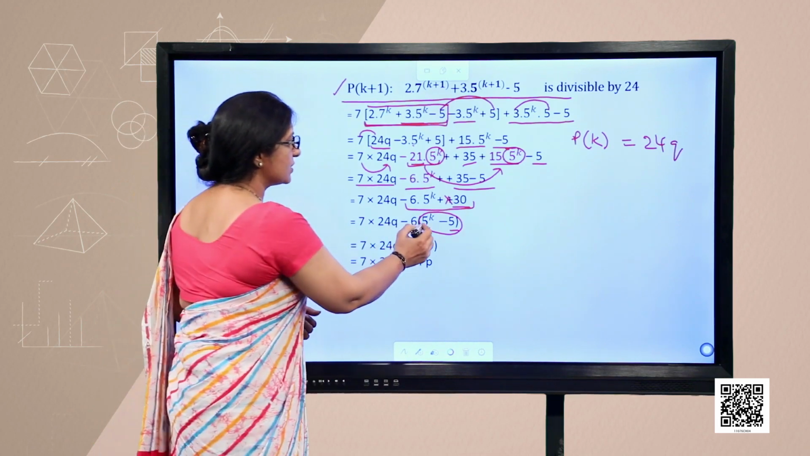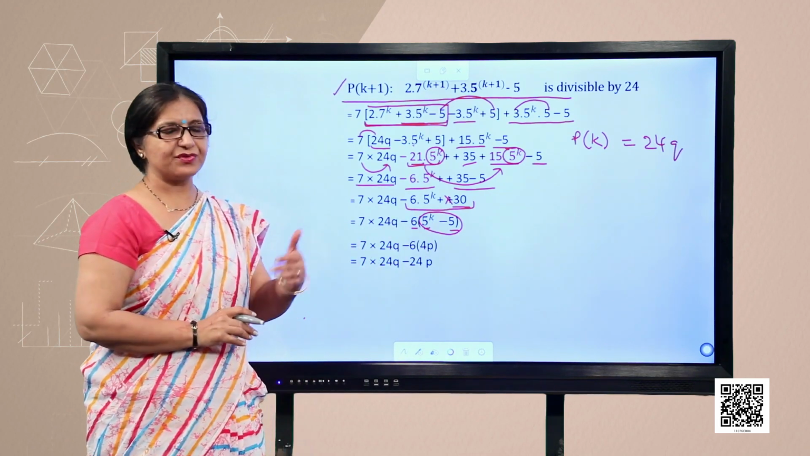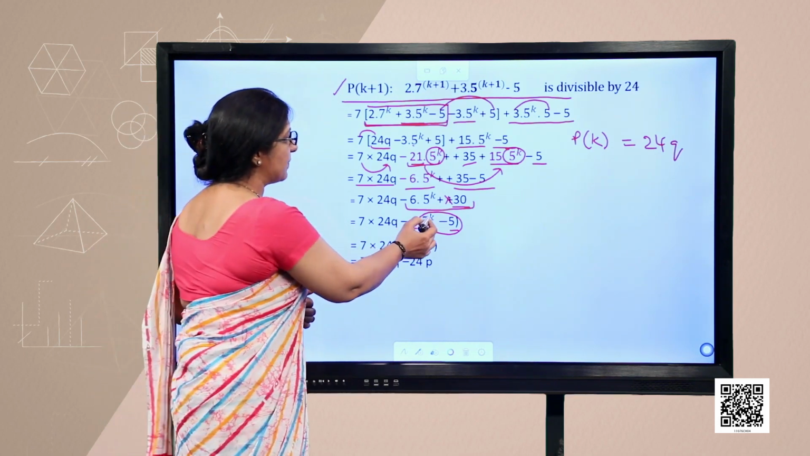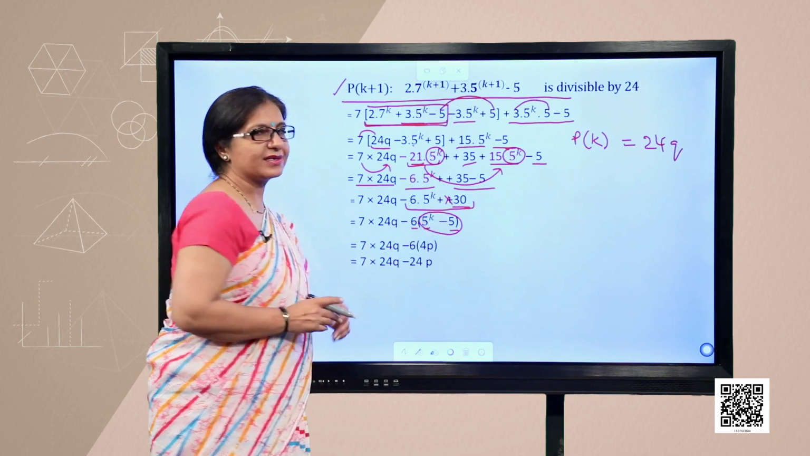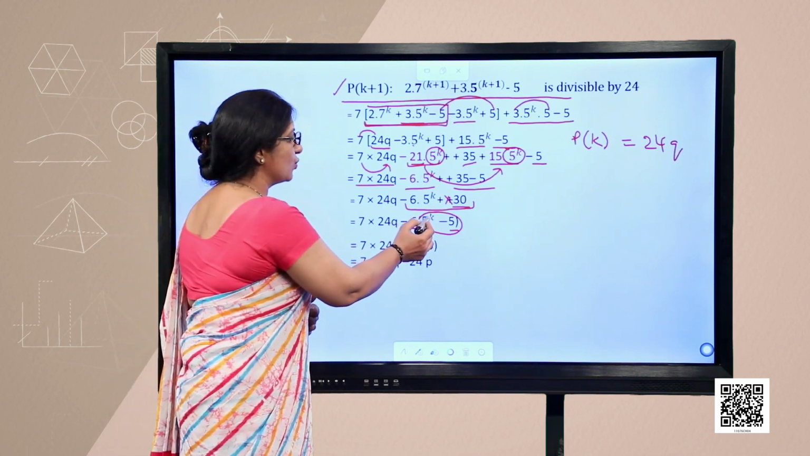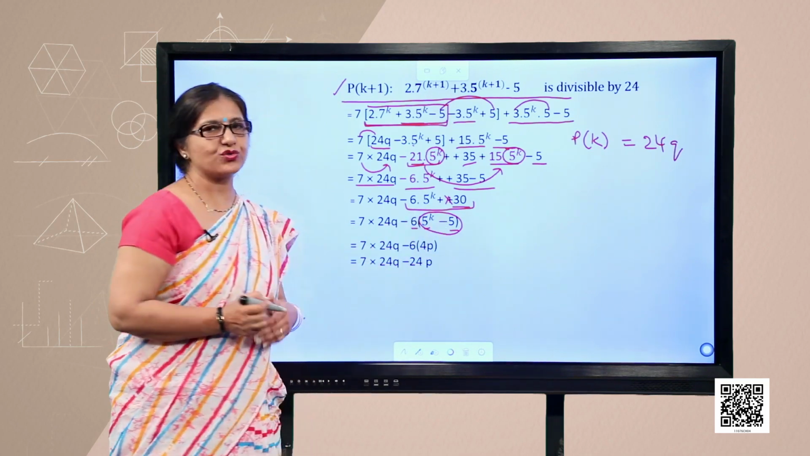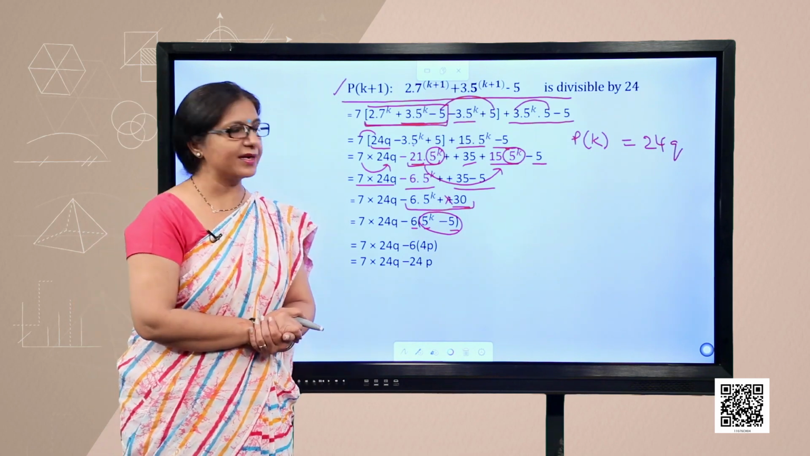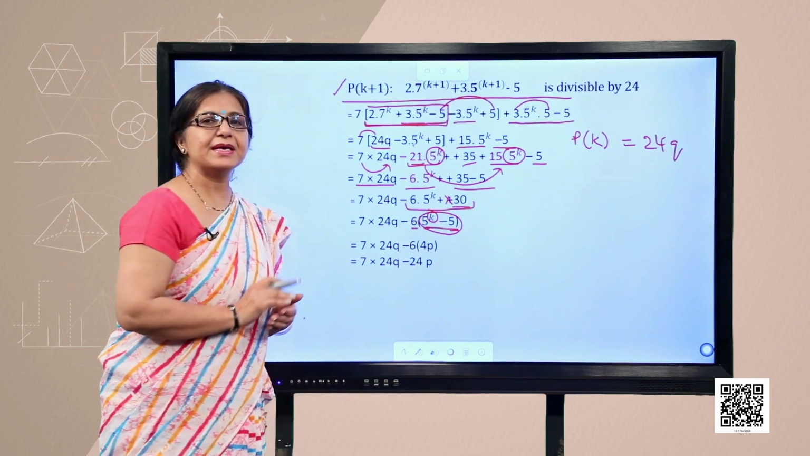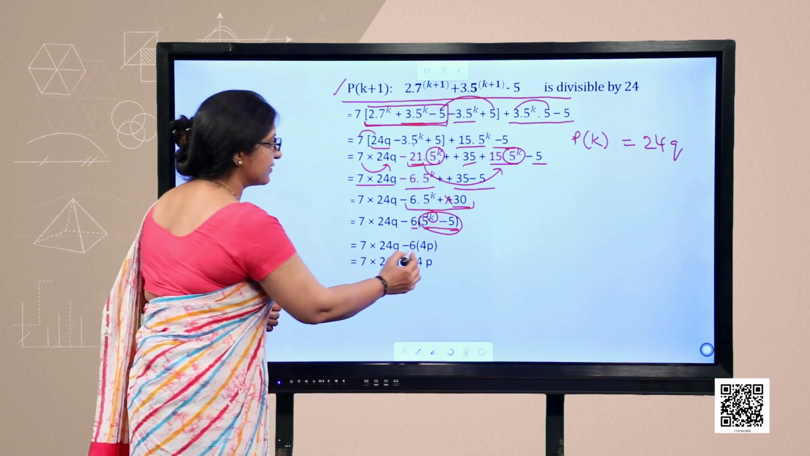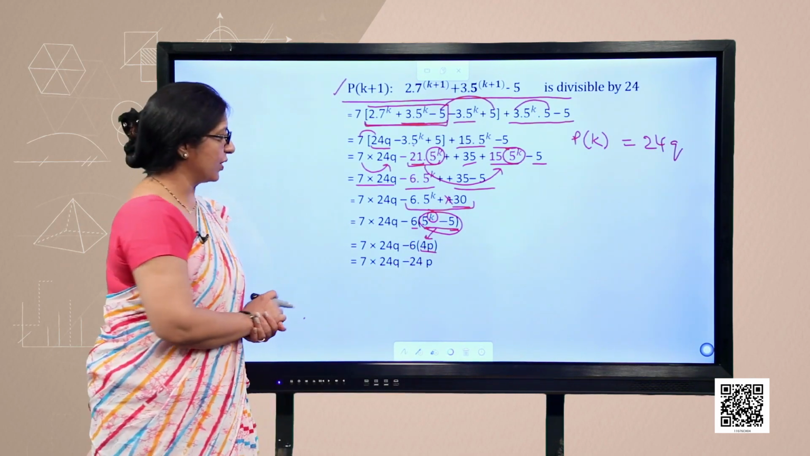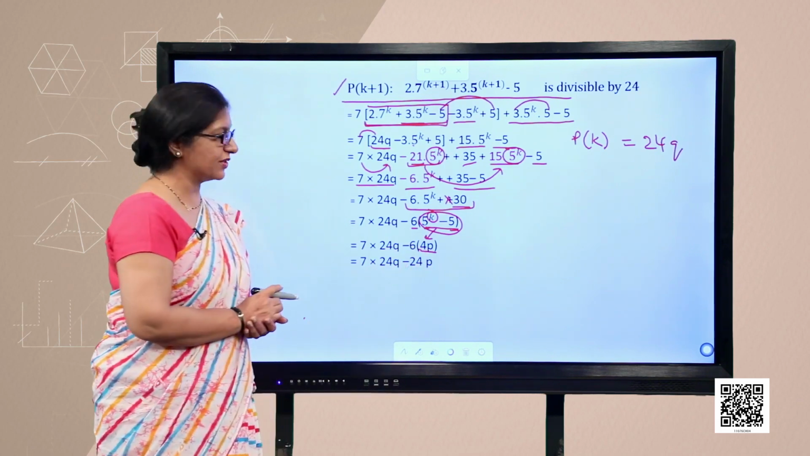How? Because whatever is the value of k, as we said earlier, k is some positive integer or natural number. If we replace k by 1, 5 power 1 minus 5 is 0, and 0 is divisible by any number. And if we replace it by 2, that is 25, 25 minus 5 is 20, and 20 is also divisible by 4. So, we can say whatever is the value of k, it will be divisible by 4. If it is divisible by 4, this expression can be replaced by a multiple of 4, so 4p where p is some positive number.